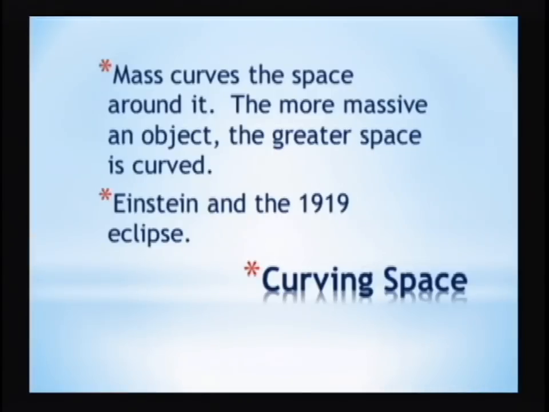Now, let's go back to Einstein for just a minute. Einstein said that mass curves the space around it, and that really you don't have one without the other. And the more massive the object, the greater the space is curved. Now, when Einstein came up with this in the early 1900s, he didn't really have a way of showing that it was true. However, during the solar eclipse of 1919, he was able to actually do the measurements showing that this was true.